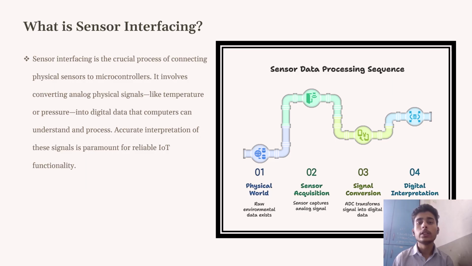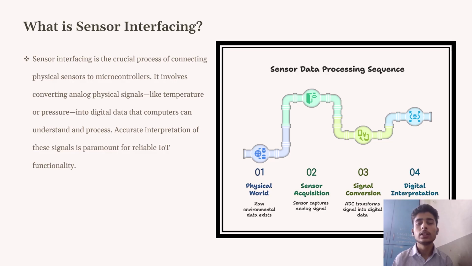The framework of sensor interfacing is mainly divided into four steps. First one is the physical world. It says that physical data like temperature and pressure exist. Second step is data acquisition. In this step, the sensor acquires physical data like temperature.